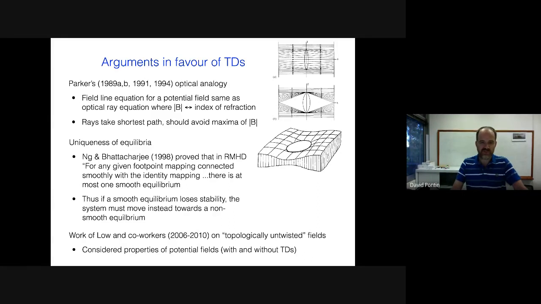There's also a series of papers by B.C. Low and co-workers on what they call topologically untwisted fields. So these are potential fields and fields that are potential everywhere except at cuts, at tangential discontinuities.